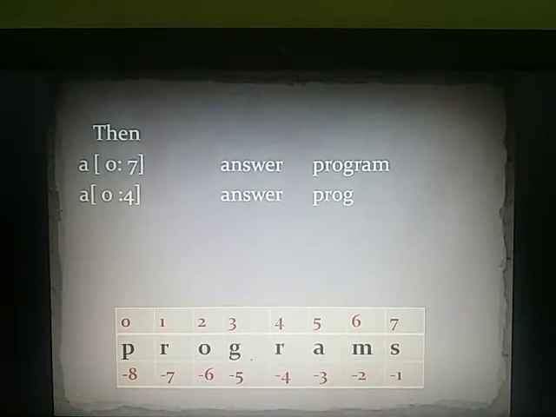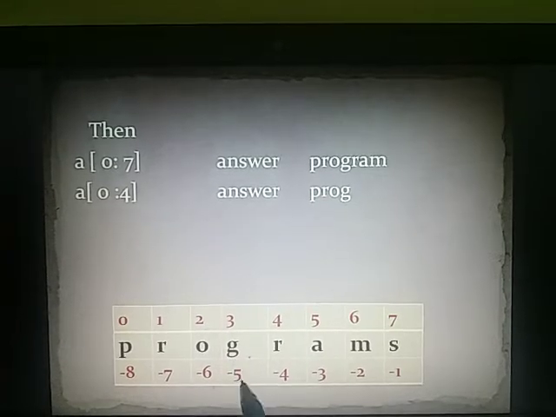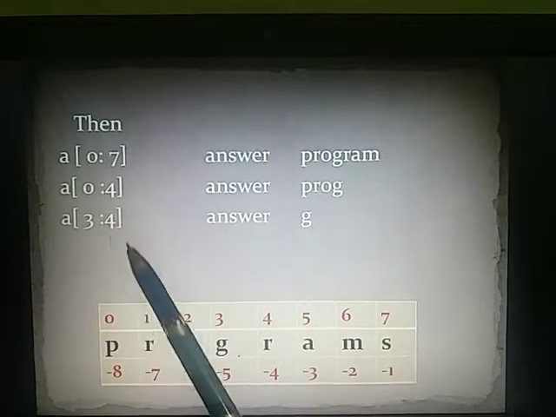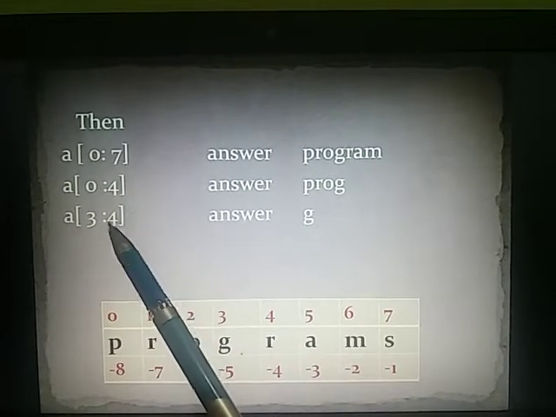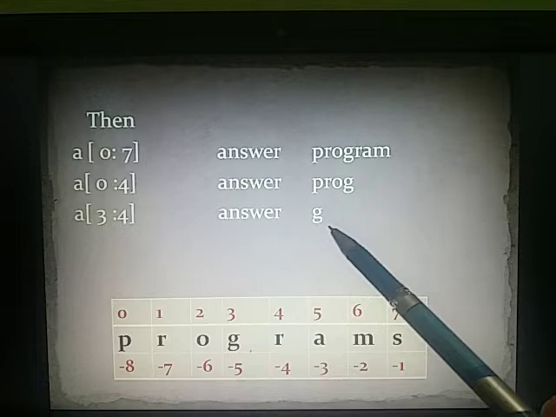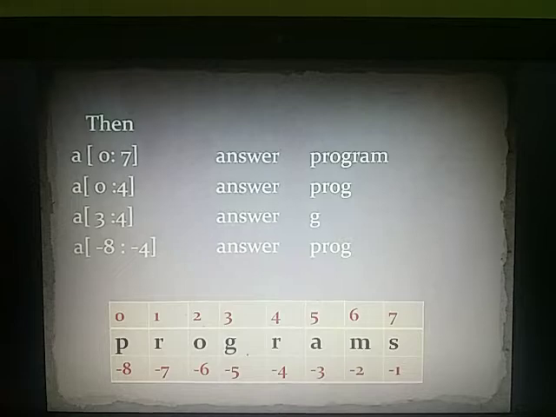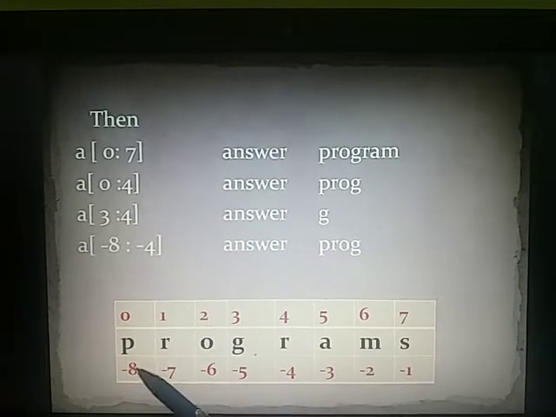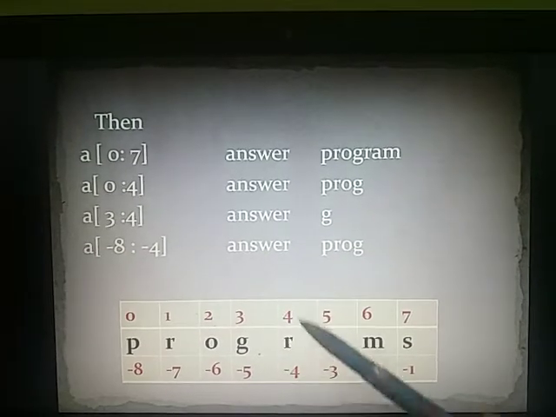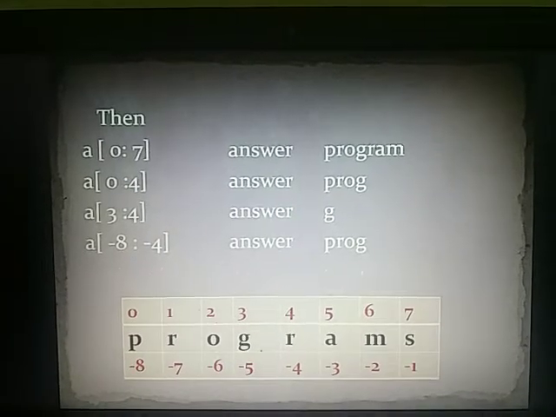Similarly, if we are going for 0 colon 4, then it will be from 0 to 3, not 4, that is why "prog". Similarly, you can check other answers. In this one, 3 colon 4, it will not move till 4, so only index number 3 will be extracted, and that will be the substring, here it is "g". Again, -8 to -4. It will start from starting index number -8 and the ending is -4, so it will not move till -4. It will take it till -5. That is why the output is like this.